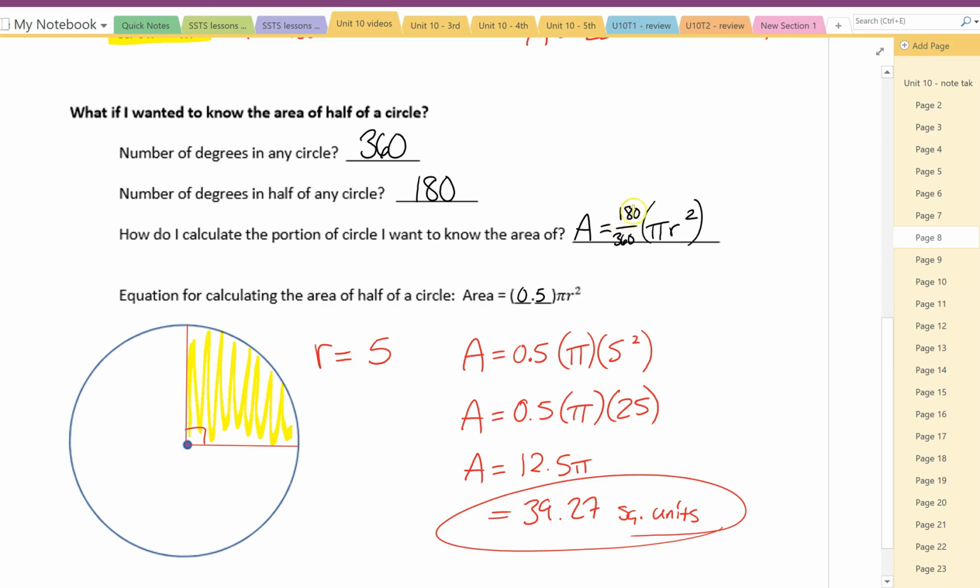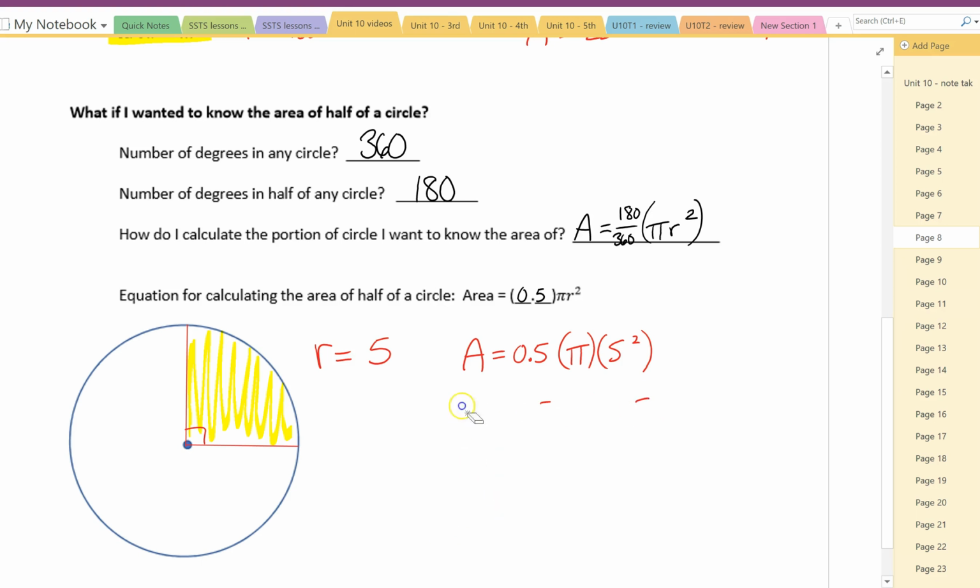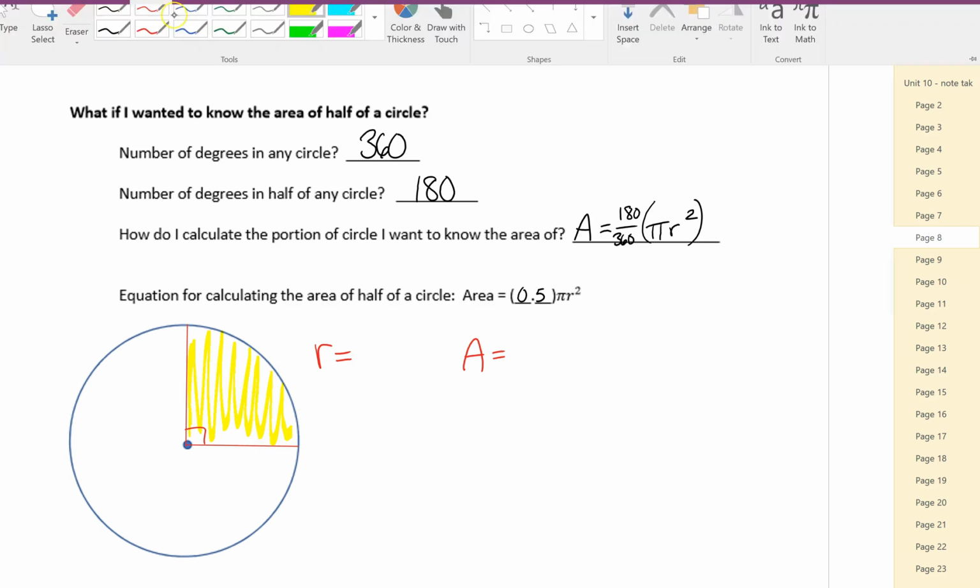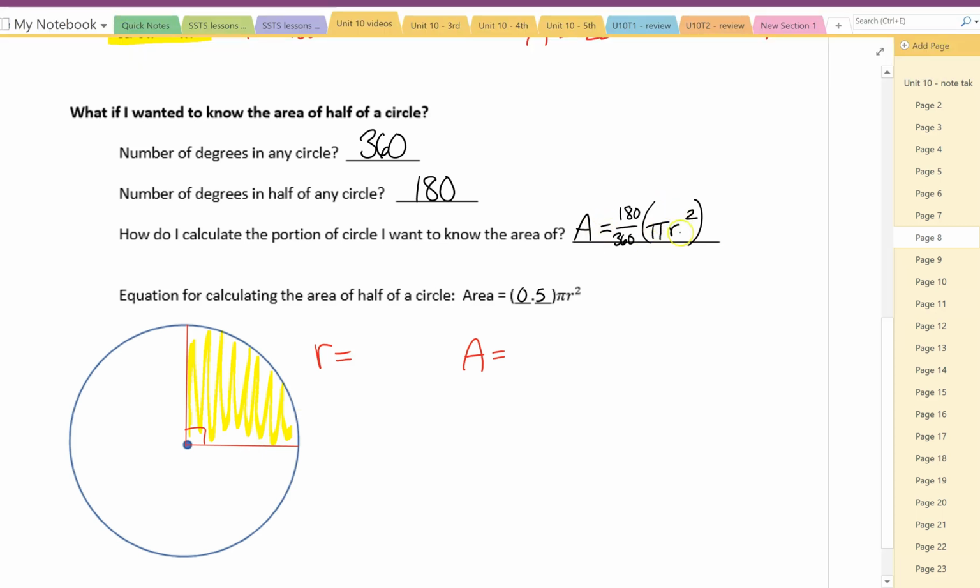Well, I'm going to come back up to this formula, but I'm going to change things around a little bit. If you already have this written down, you can leave it, or you can find space to write down this next example I'm going to do. Otherwise, just watch what I do. So now, instead of wanting to know half of the circle, I want to know how much area there is in 90 degrees of this particular circle. So I'm going to go back up here and do what I did before, but now I want to know what 90 over 360 times pi r squared would be.